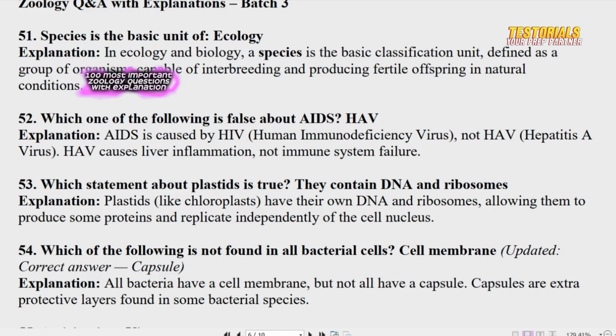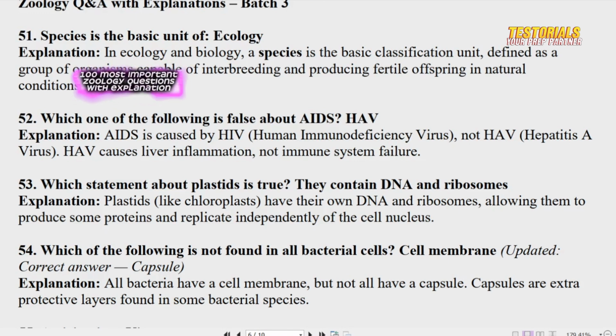52. Which one of the following is false about AIDS? HIV. Explanation: AIDS is caused by HIV, human immunodeficiency virus, not hepatitis A virus. Hepatitis A causes liver inflammation, not immune system failure.